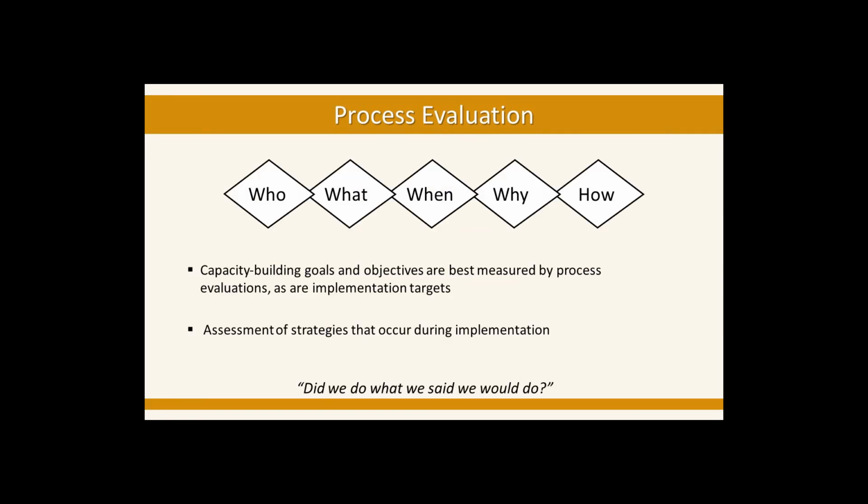Process evaluation measures the activities and actions you took to implement the strategies that will help you meet your goals. Essentially, the who, what, when, why, and how. Some examples of process evaluation tools that could be used are attendance lists, meeting minutes, strategy or activity checklists. Capacity building goals and objectives are best measured by process evaluations, as are implementation targets.